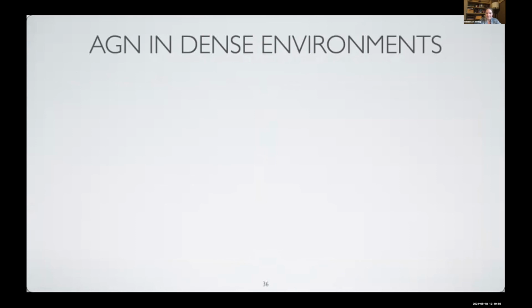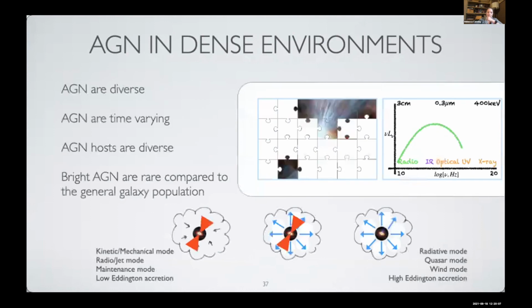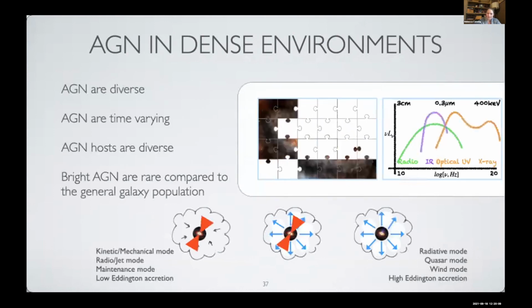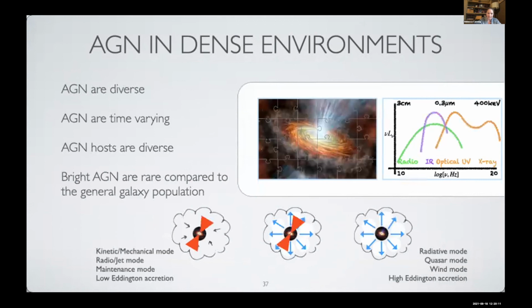So there are many varied results on the importance of AGN in dense environments. What they do there, if they're there at all, in greater numbers than the field. Why are the results so varied? So AGN are diverse, they are time varying, their hosts are diverse, and they're comparatively rare, which makes selections and also statistical arguments about them difficult.